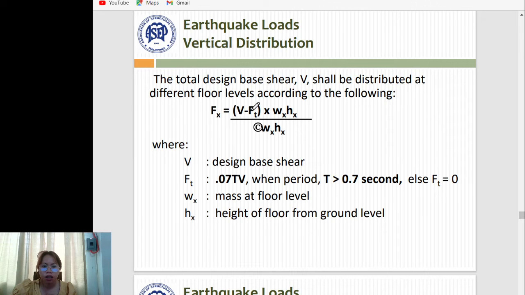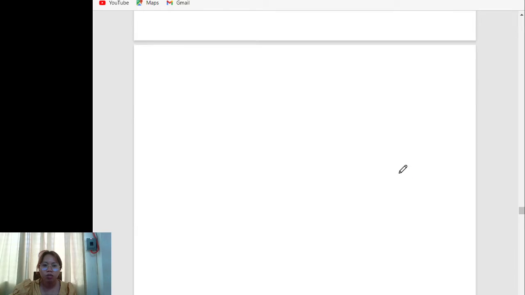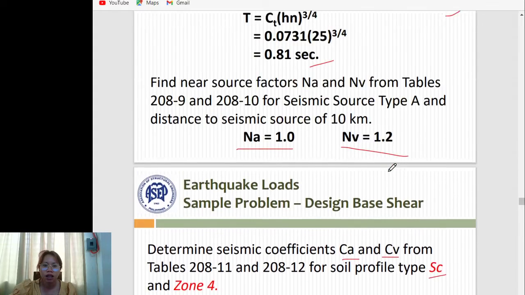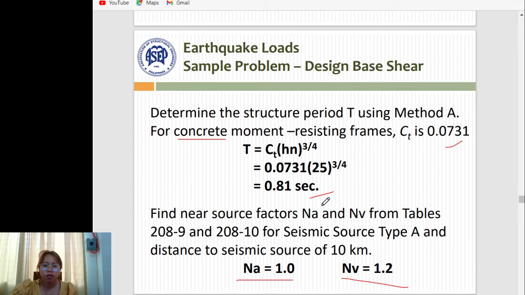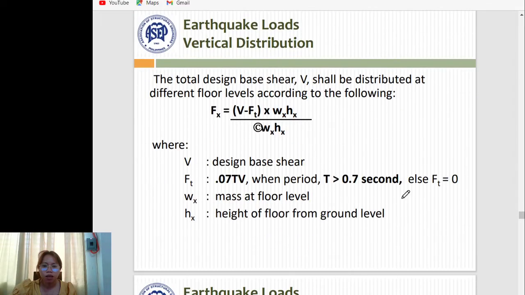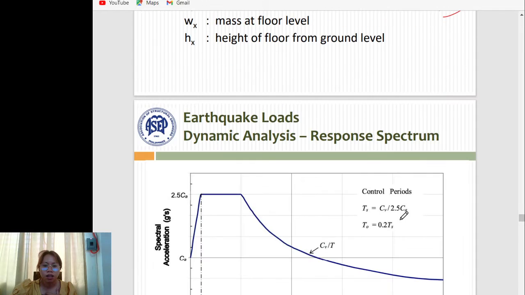So this is the total design base shear minus F sub T. F sub T is 0.7 times the period times the total design base shear V, when the period is greater than 0.7 seconds. We computed the period previously as 0.81 seconds, which is greater than 0.7 seconds. If it is less than that, your F sub T should be 0, no? Then the mass at floor level, and h sub x is the height of the floor from the ground level.